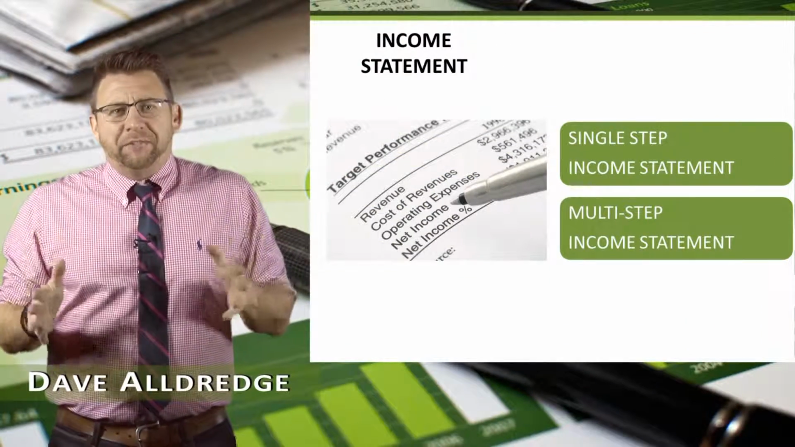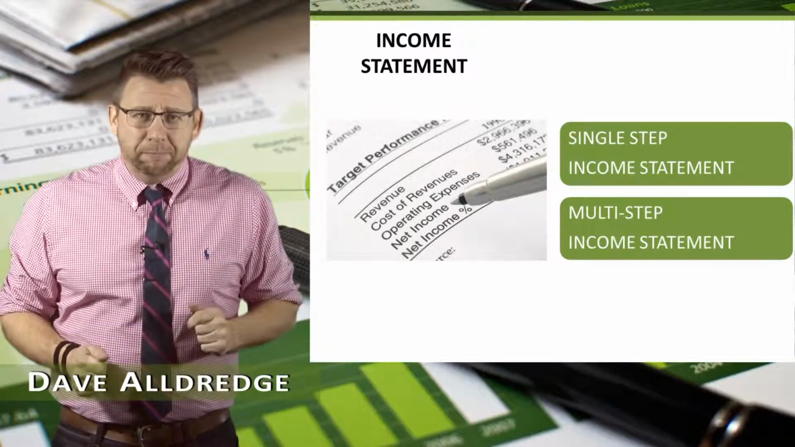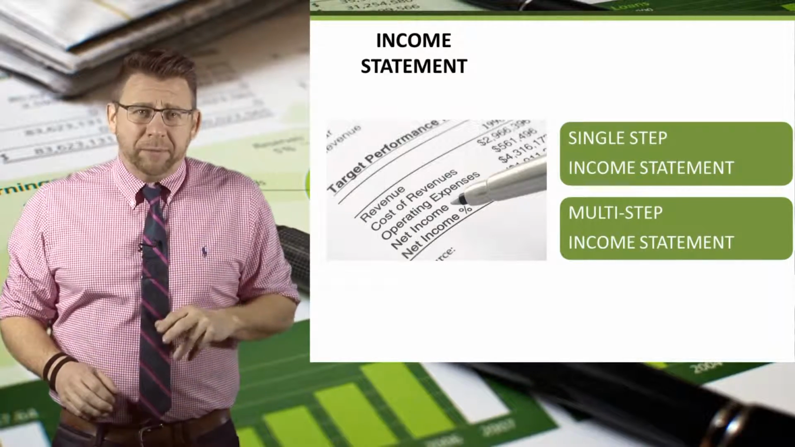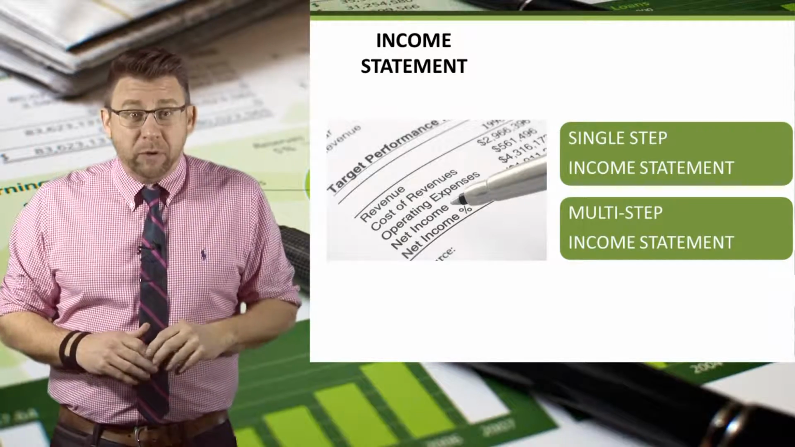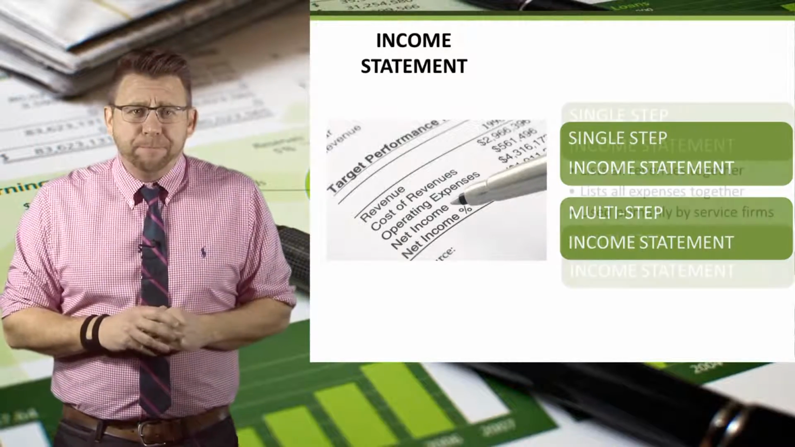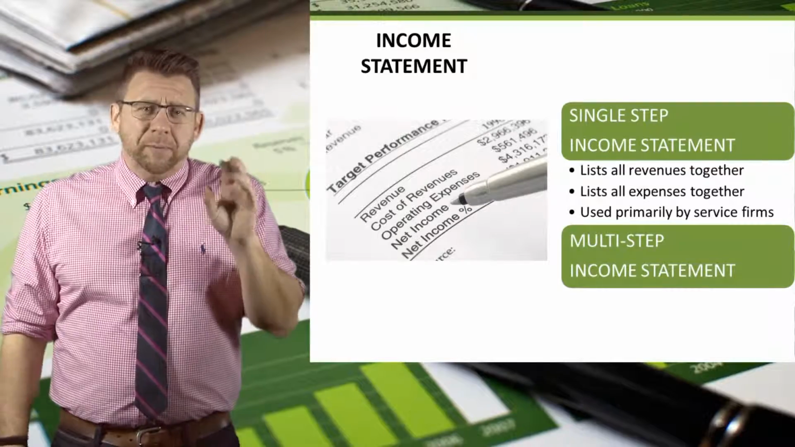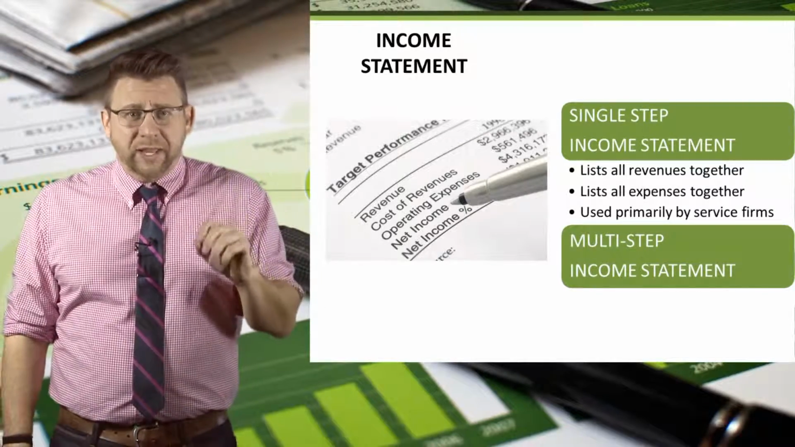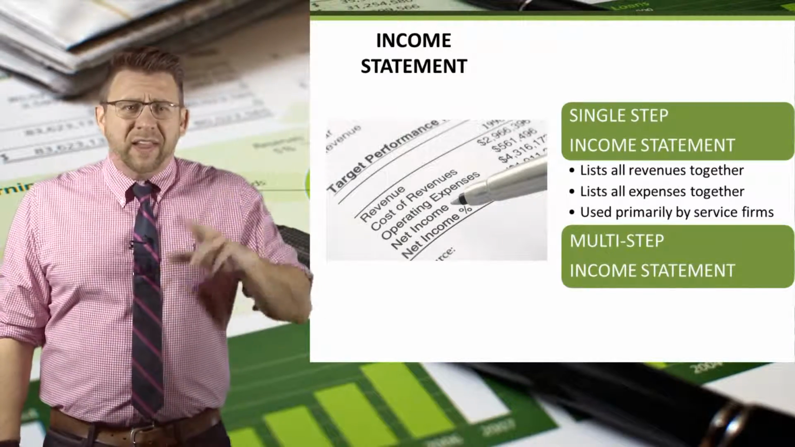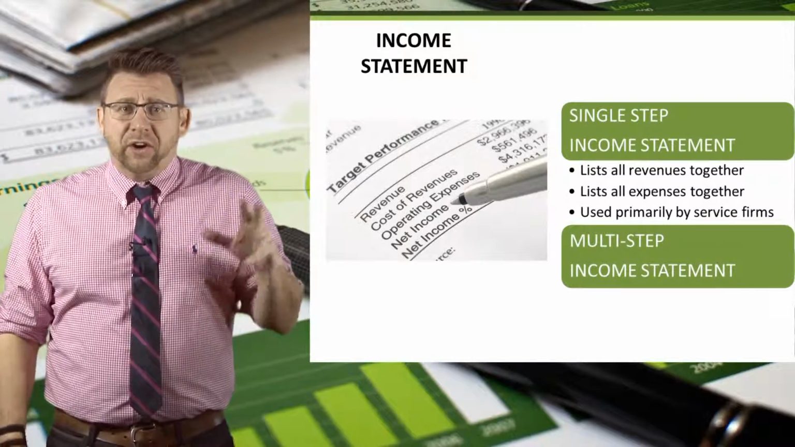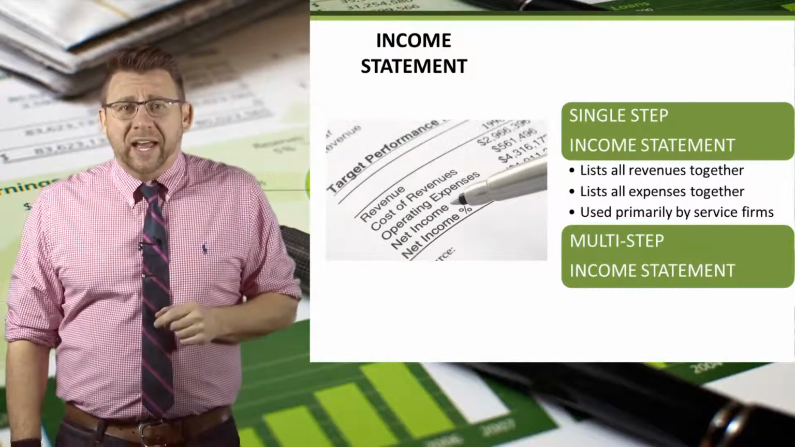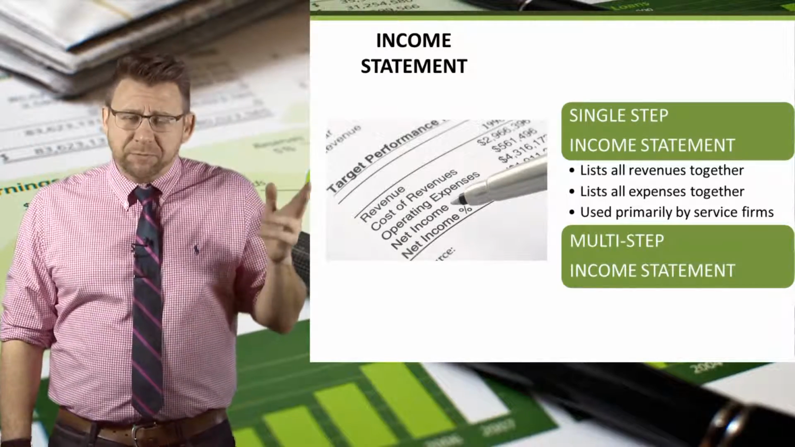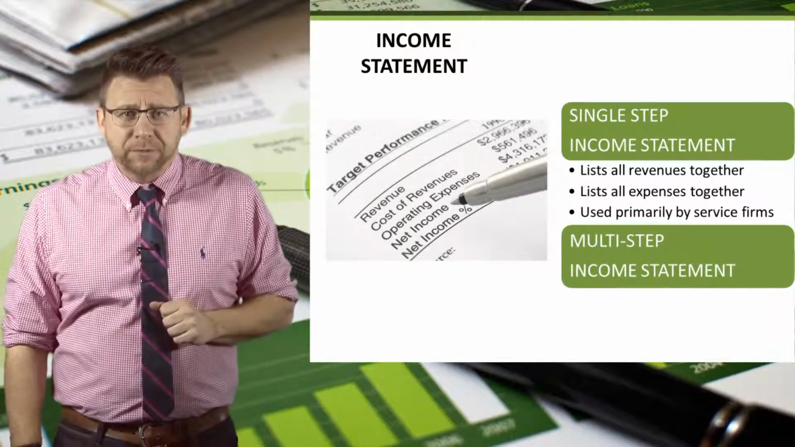There are two primary formats for the income statement. The single-step income statement, which you're already familiar with, and the multi-step income statement, which we will learn about in this podcast. The single-step income statement lists all revenues together and totals them for total revenue. Then all expenses are listed together and totaled for total expenses. The difference is then net income. This format is primarily used by service firms.